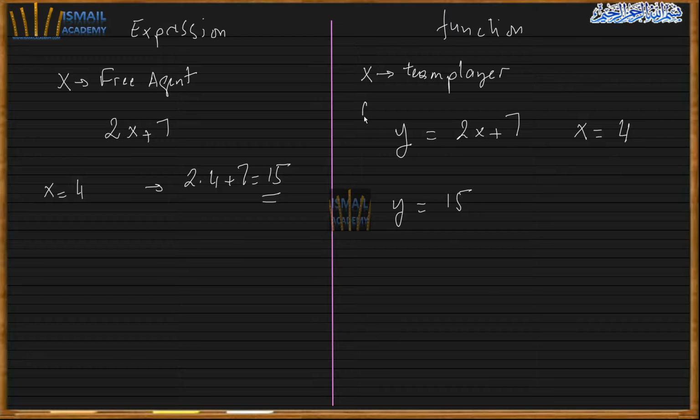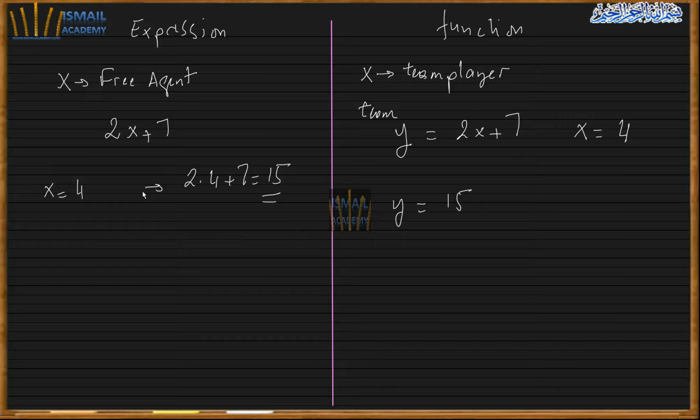So the team is my y, and x is the player. So whatever input the player puts in, the team gets the benefit. Here, no one gets the benefit.